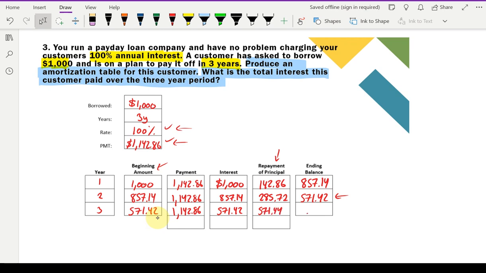We're off by 0.02. If you want to get this exactly accurate, then what I suggest you do is you keep all 4 decimal places on the payment, and that'll get you effectively to 0.